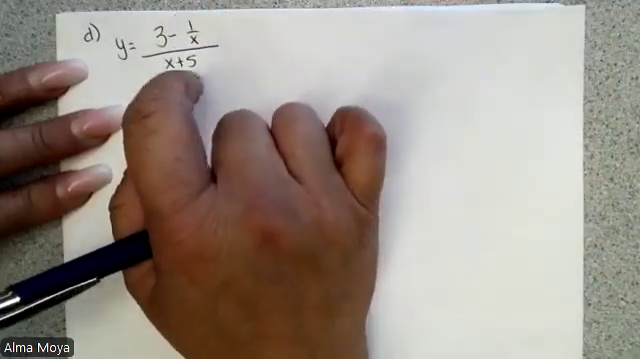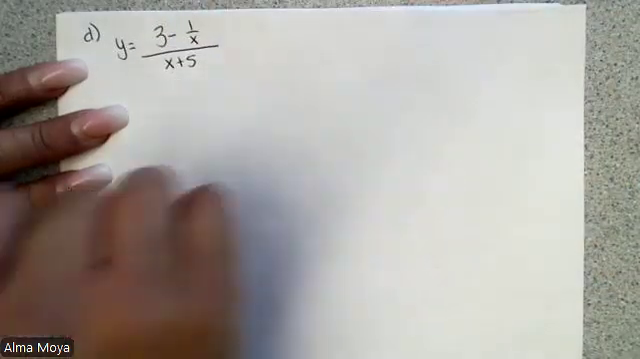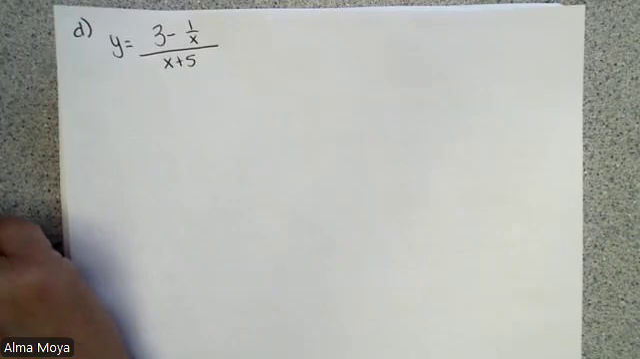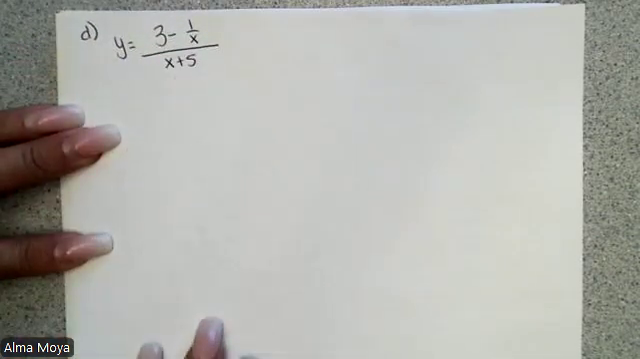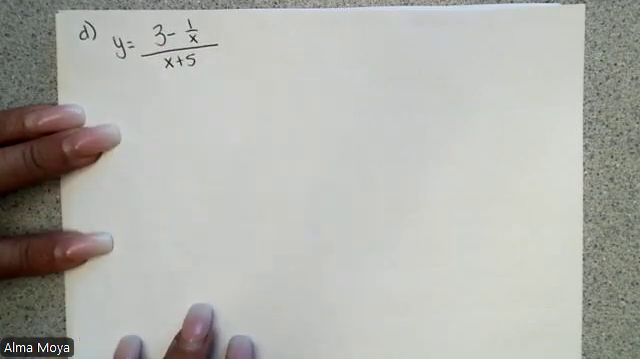Now, I have a fraction over a fraction, okay? So I'm going to purposely solve this incorrectly. I'm going to tell you right now. I'm going to purposely solve this where it's going to be like, ugh, and then I'm going to teach you a way to make it easier.